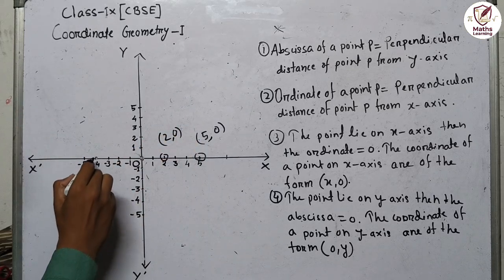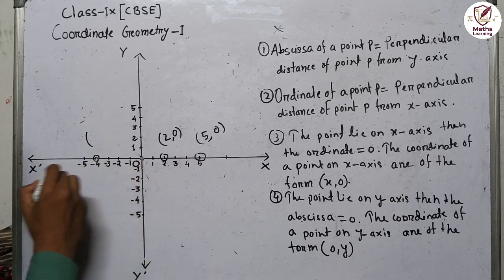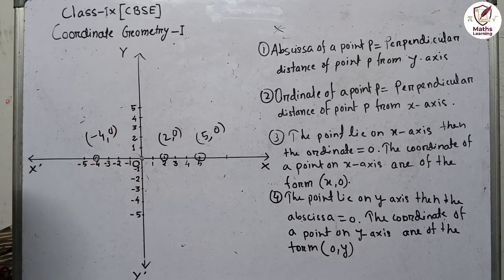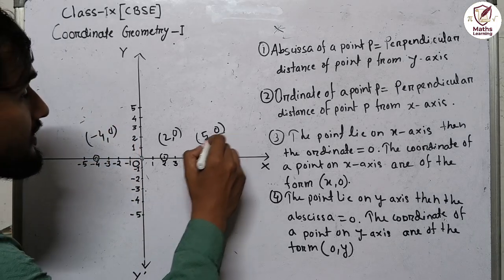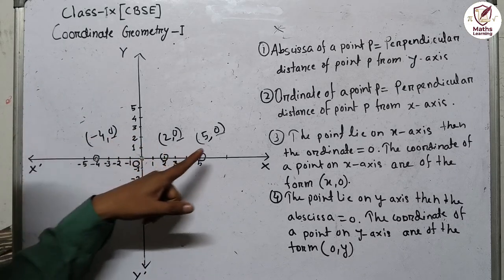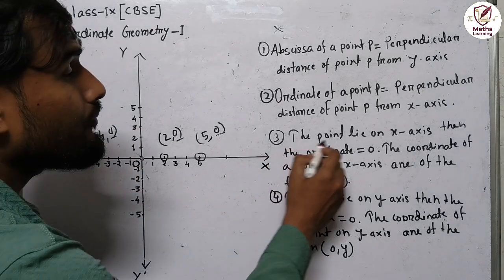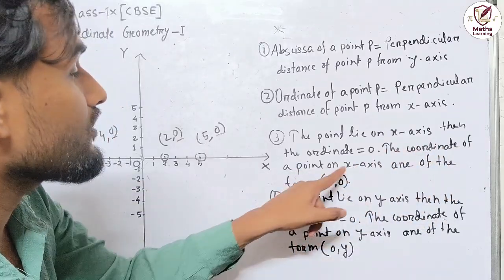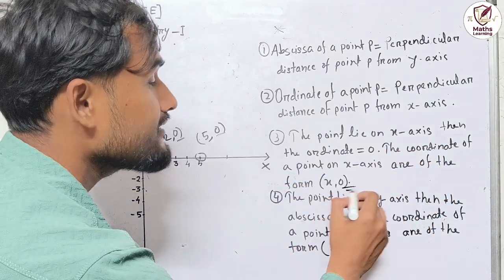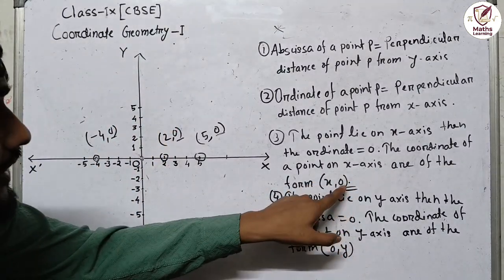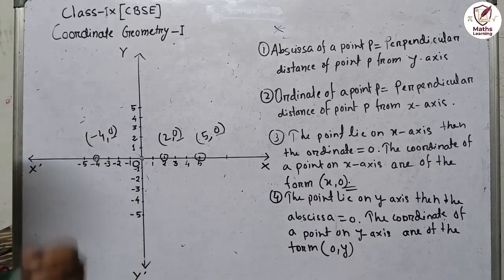And suppose on the left side, here is a point. We have to go in the negative direction of the x-axis. That's why -4, and the ordinate will be 0. We are noticing something: 0, 0, 0. It means for a point on the x-axis, the ordinate will be 0. That's why if the point lies on the x-axis, then the ordinate will be 0. The coordinates of a point on the x-axis are of the form (x, 0). The general form of any point on the x-axis will be (x, 0), as the ordinate will always be 0.